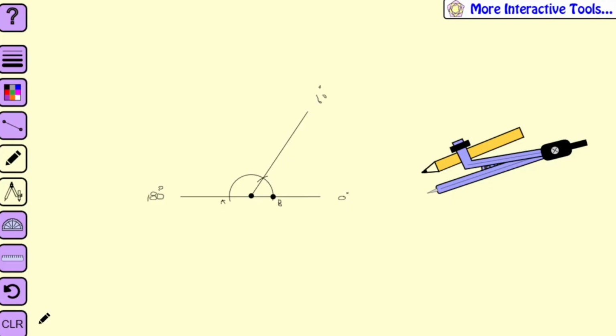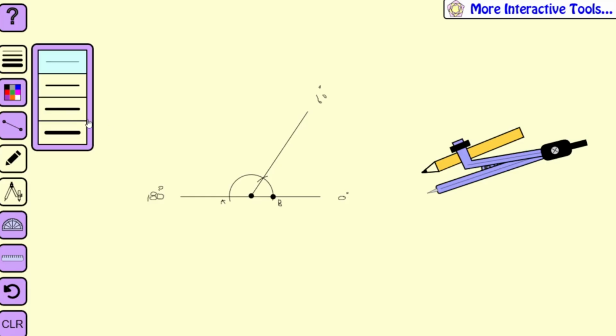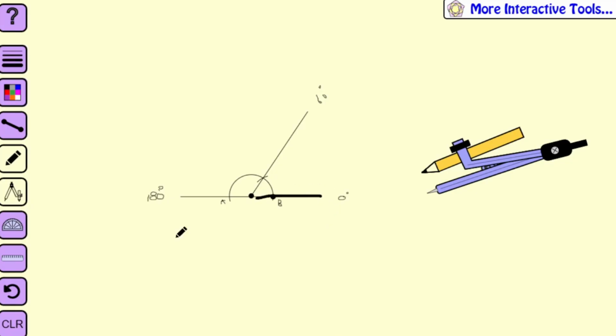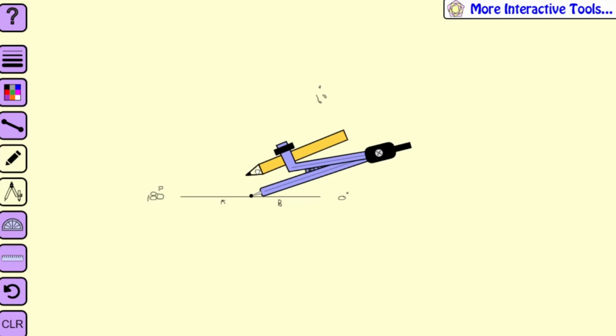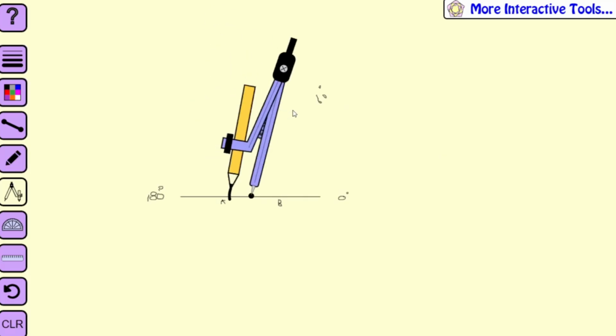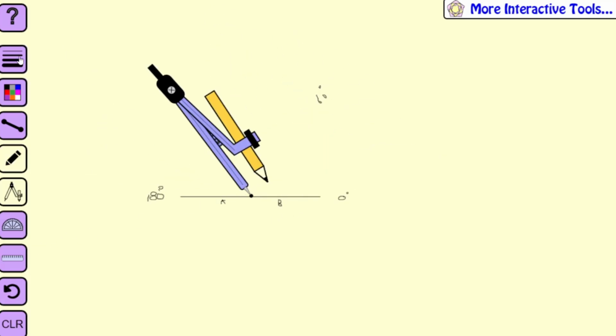Now from this 60-degree angle, I can construct a 30-degree angle. But before we go into that, let us darken the ones that we need, which is 60 degrees. So we go from 0 to the vertex. Like I'm getting extra practice.